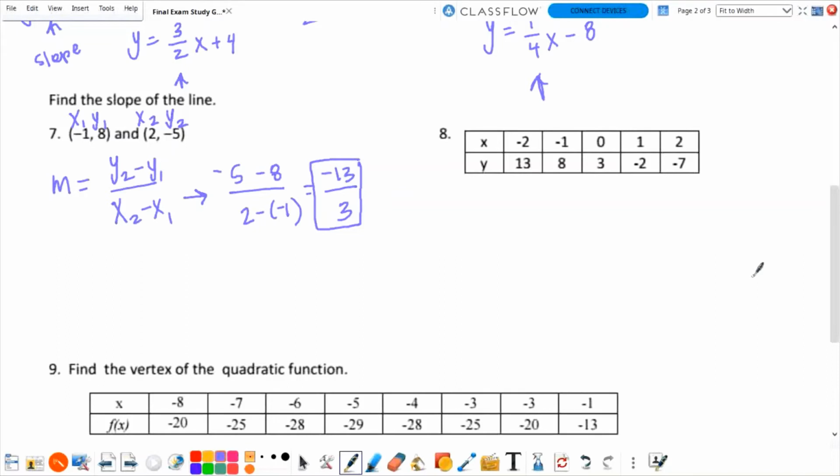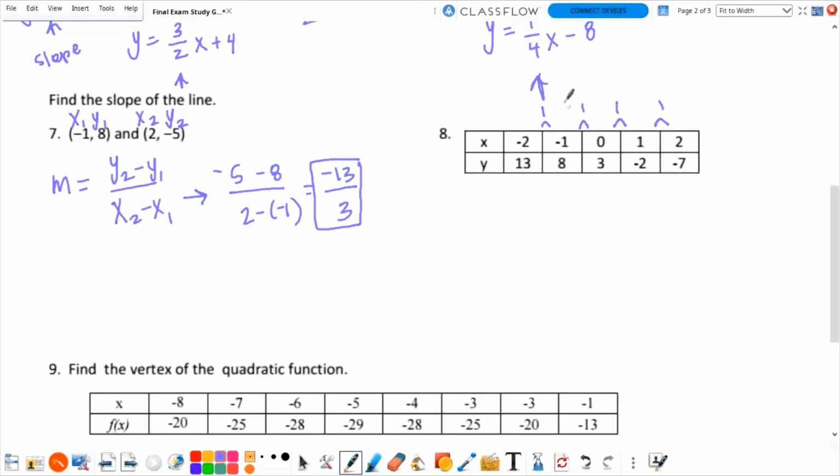All right, let's look at 8. This is a table, and what we're going to do is subtract backwards. So the x values, you can tell pretty much how these are spaced out, but let's just double check. 2 minus 1 is 1. 1 minus 0 is 1. 0 minus negative 1, that's 0 plus 1, is 1. Negative 1 minus negative 2, that's negative 1 plus 2, so it's also 1.